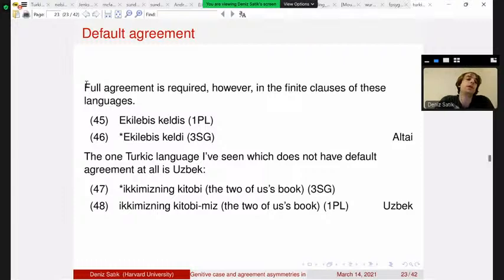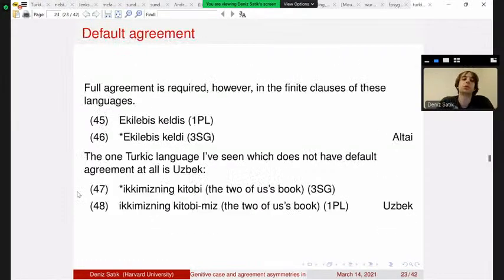I talked to 3 native speakers of Uzbek, and they all said that you can't get default agreement at all. So that makes it unique compared to the Turkic languages I've looked at. You can't say ikimizin kedisi. You have to say ikimizin kedimiz. I have the example of the two of us's book here: ikimizin kitabı. Basically, you have to say ikimizin kitabımız, which sounds awful in Turkish, but that's what they say in Uzbek.